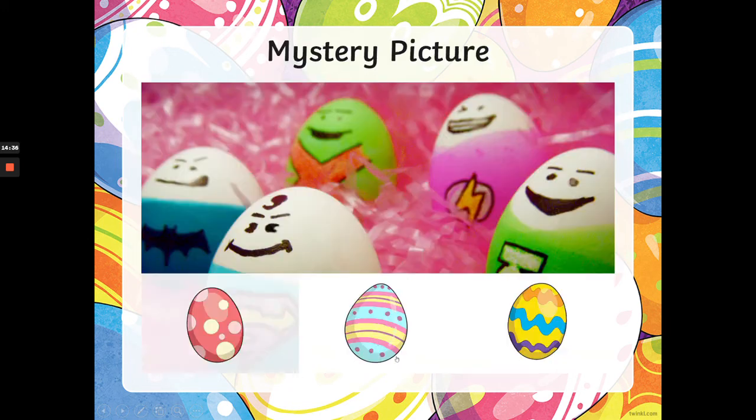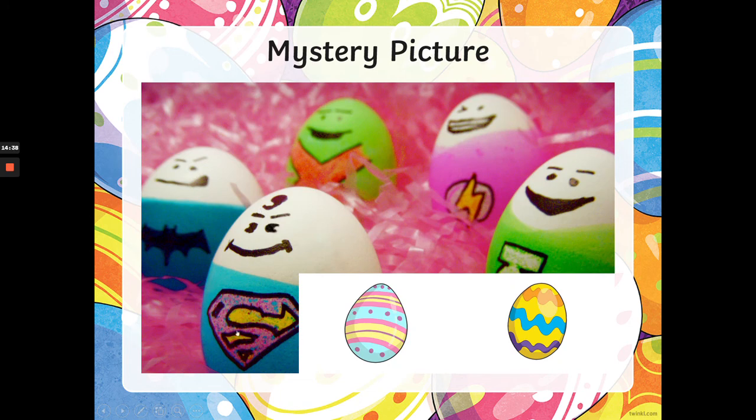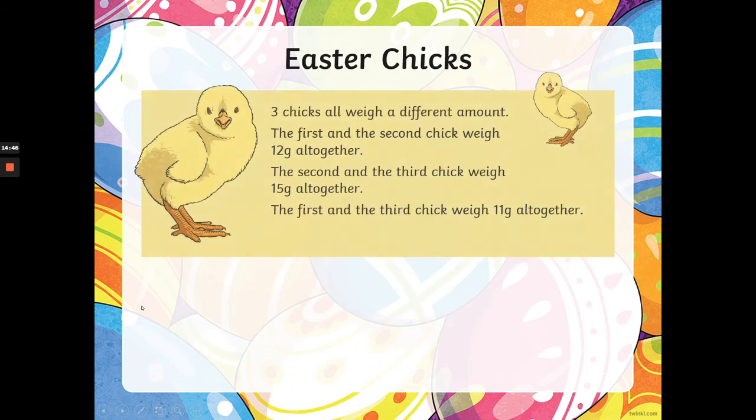Okay, so let's go back to the mystery picture. There we go. Hopefully you got that right. The superhero I was thinking of with the curly fringe is Superman. Okay, so I wonder what this could be. So let's go to the next egg.